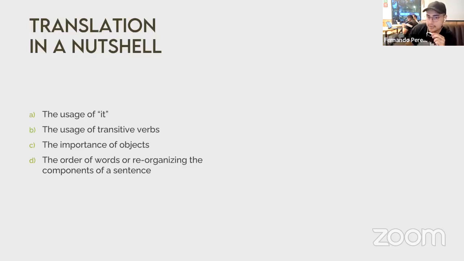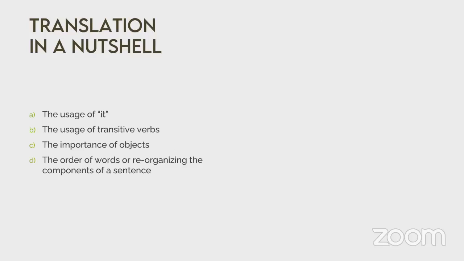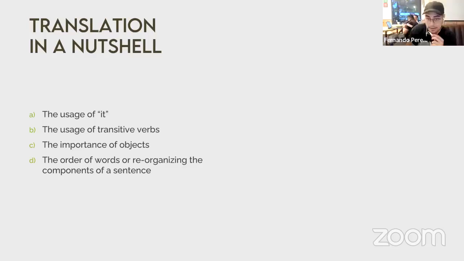Okay, here we go. A, B, C, and D, right? These 4 points include the different topics that we talked about. For example, letter A, the usage of "it". We talked about the weather, times, and dates, but also including when we are talking about a non-living thing. For example, an object. If you talk about an object, you say "it".